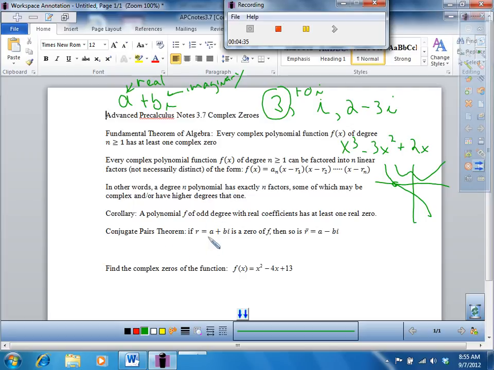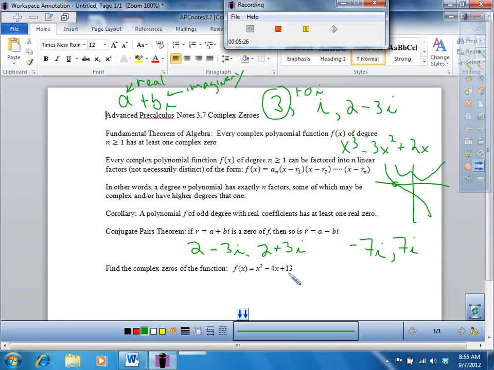Conjugate pairs theorem says, if r equals a plus bi is a zero, then so is a minus bi. So a lot of times they'll say like 2 minus 3i is a complex zero. What else has to be a complex zero? 2 plus 3i. Those always come in pairs. Okay? And same for if you just have like a negative 7i, what would have to go with negative 7i? It's plus 7i. Okay? And so know that.